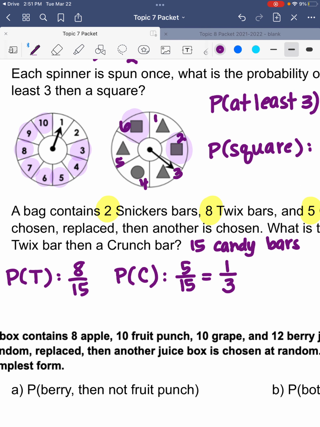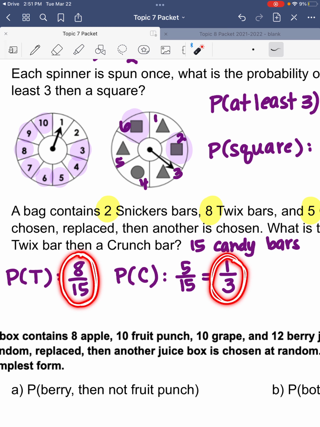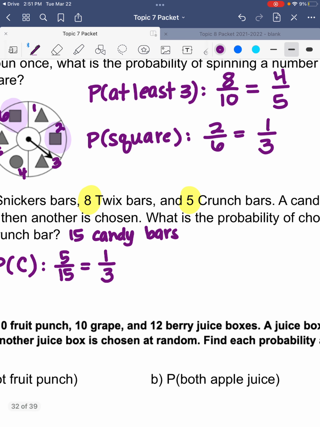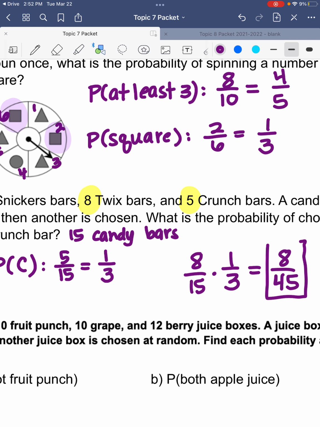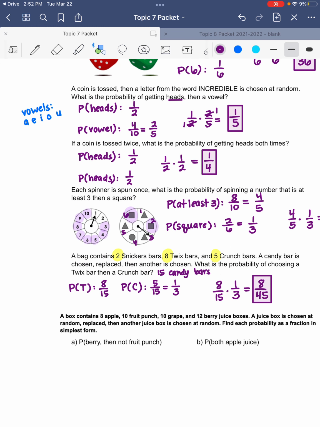So now that I've got my two probabilities, I'm going to multiply my two fractions together. So I'm multiplying 8/15 times 1/3. Does anything reduce? Remember, we look diagonally. So 1 and 15 doesn't reduce. 8 and 3 also doesn't reduce. So I'm just going to multiply across, starting with my numerators on top. 8 times 1 is 8, and 15 times 3 is 45. So 8/45 is the probability of both events happening.